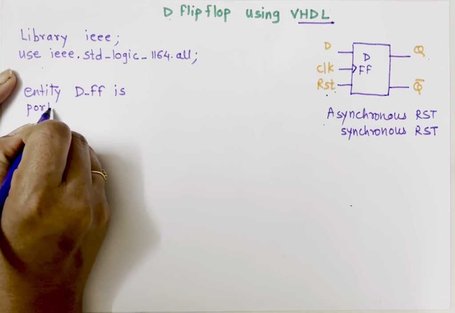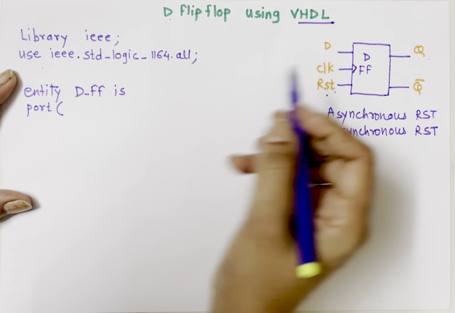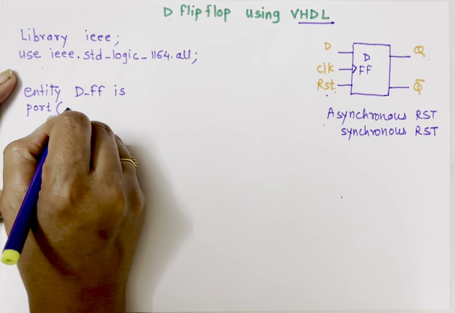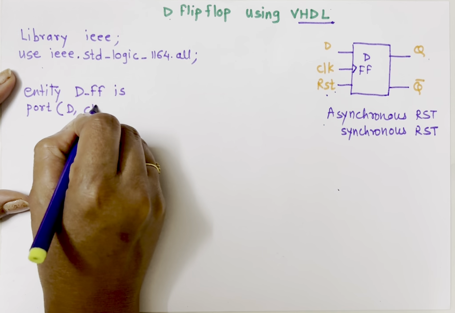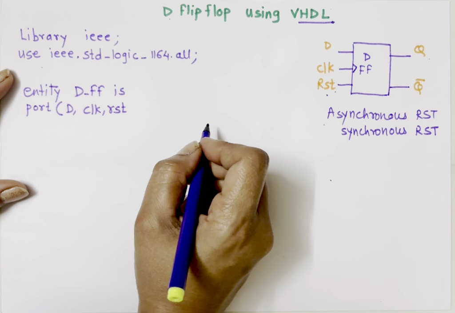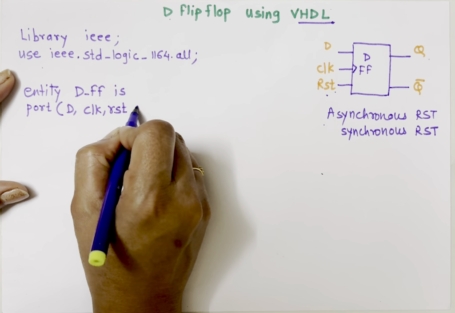So here we are writing code for our hardware, so we need to know the port. Then bracket. How many inputs are there? D, clock and reset. So what will I write? D, comma, clock, comma, reset. All of them are inputs and all of them are single bit inputs.